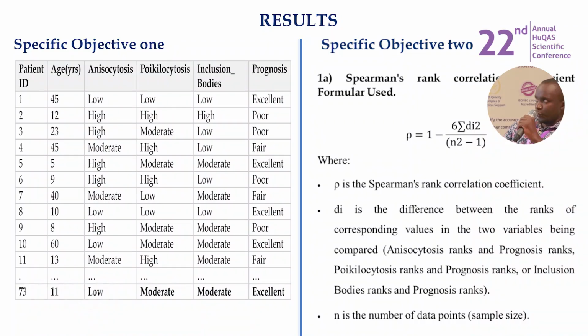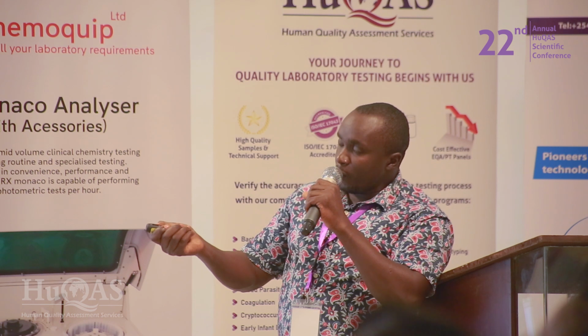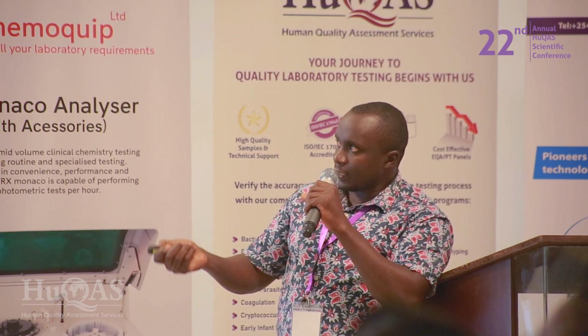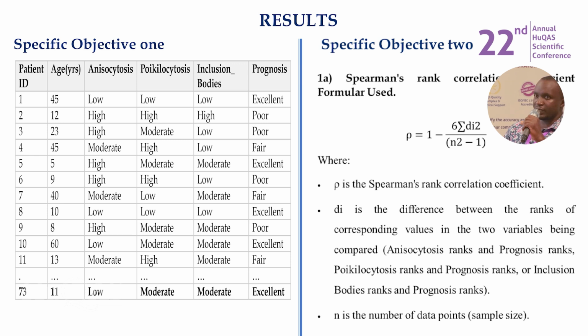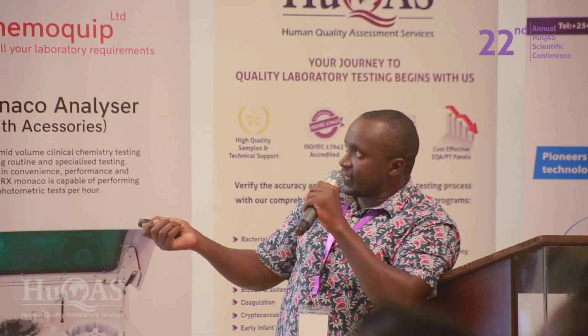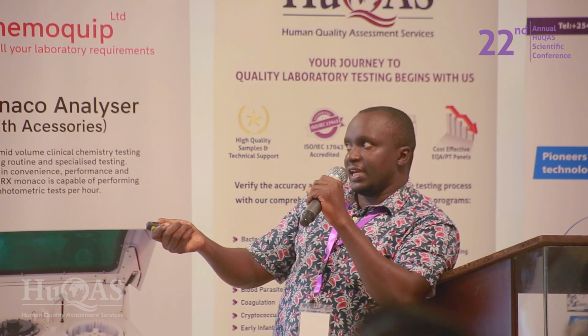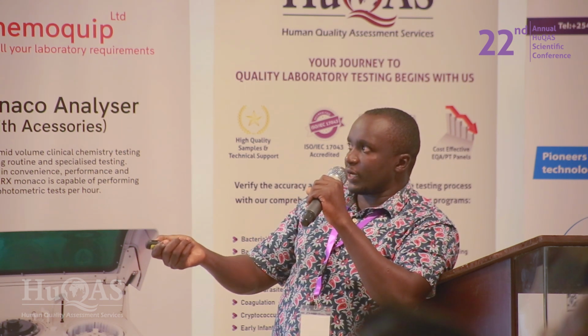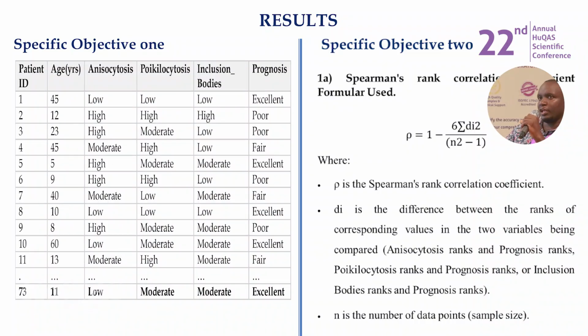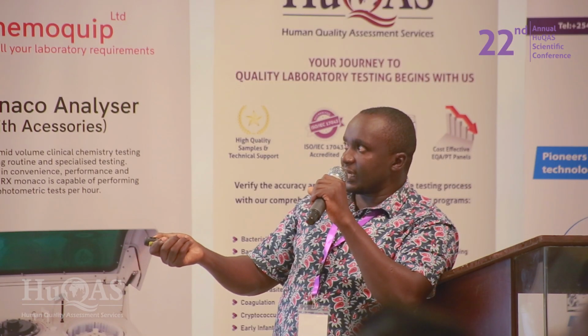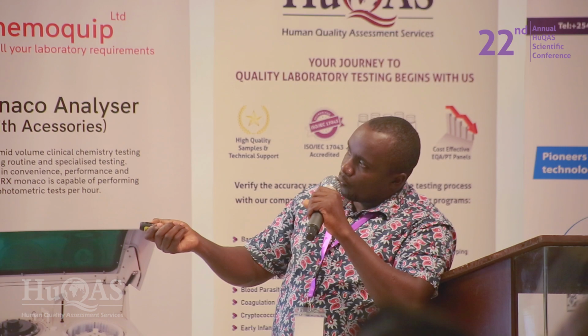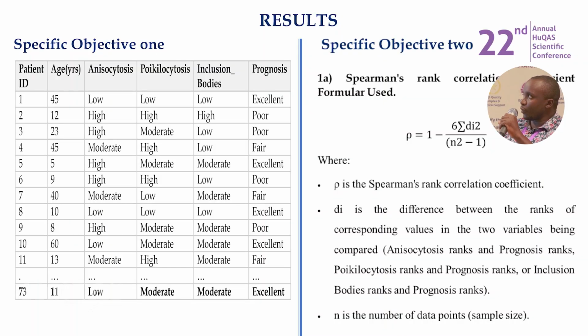The first objective is here. We blended the samples, and we did not include the specifics of the patients. For objective one, we collected the patient ID, which we anonymized, and then we collected their ages, and we categorized the anisocytes as low, moderate, or high, and the poikilocytes the same, and then the prognosis here.